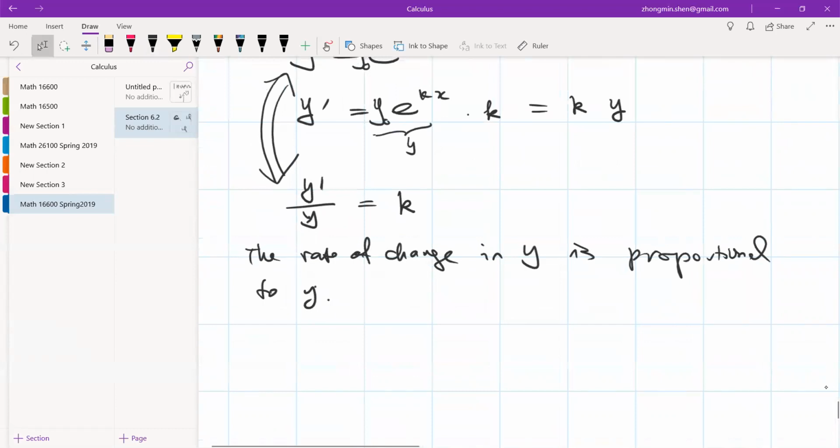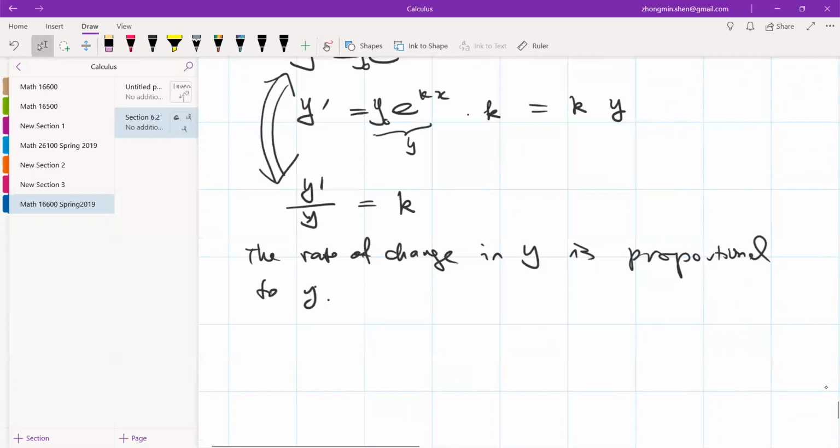There are many phenomena we can describe using this equation. For example, you have a bunch of bacteria in a container. The growth of the bacteria obeys this rule. So the rate of change in the quantity of bacteria is proportional to the quantity of bacteria. So more bacteria grow much faster. Okay, of course, the container is limited. At a certain stage, it gets crowded.